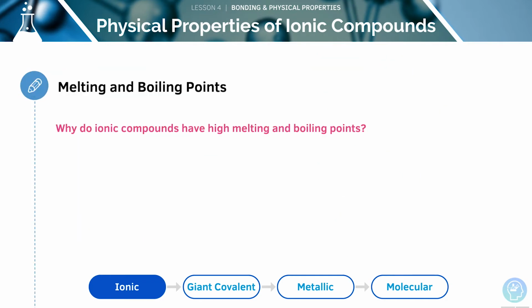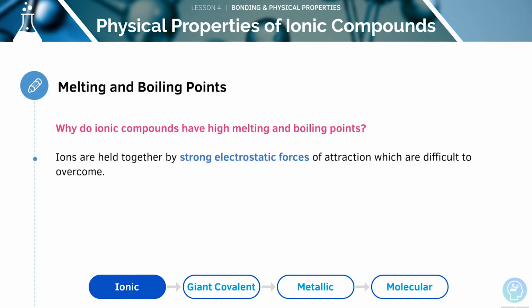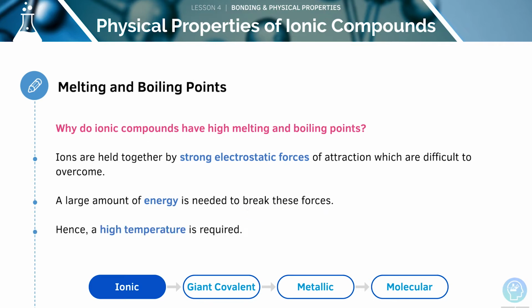So why do ionic compounds have high melting and boiling points? Ions are held together by strong electrostatic forces of attraction which are difficult to overcome. Therefore, a large amount of energy is needed to break these forces. We can only get a large amount of energy by using a high temperature.